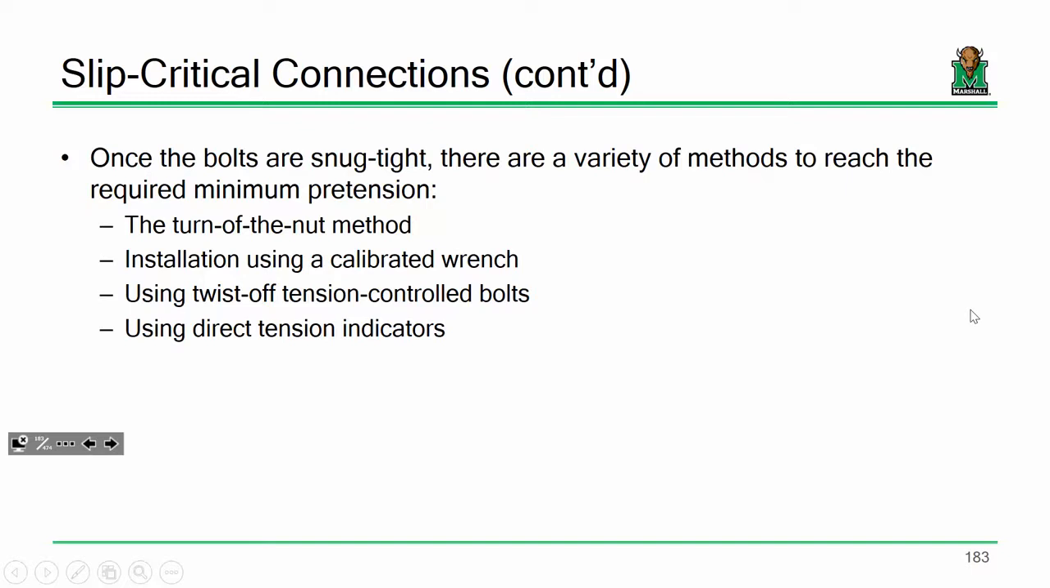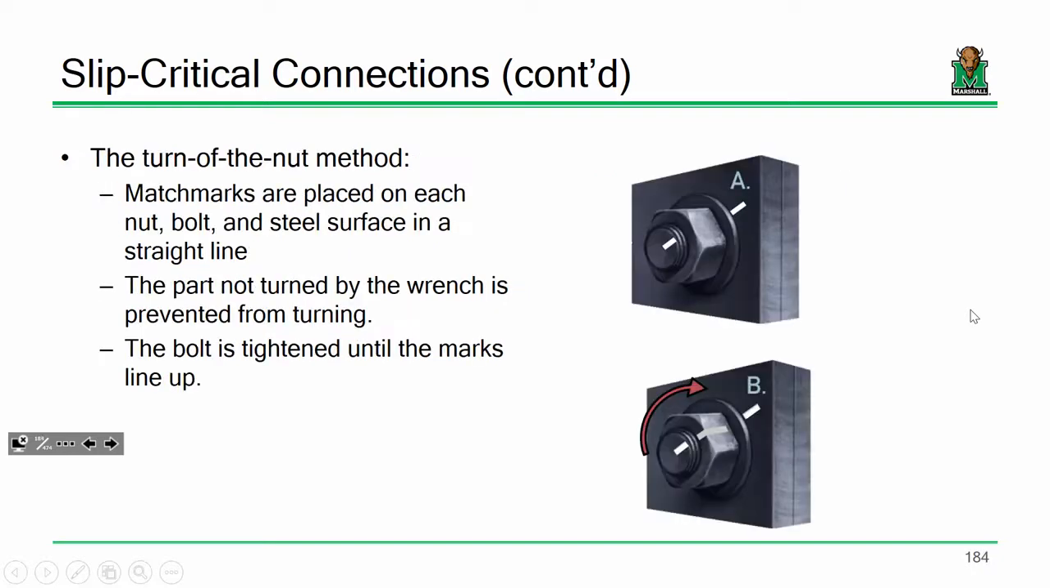Some of the others require more specialized equipment. You can do things like using a calibrated wrench, in other words, a special wrench that is calibrated to produce the required amount of torque. You can use a special type of bolt, twist-off tension control bolts. You can also use a direct tension indicator, which is basically a fancy washer that has these little nubs on it. When the nubs mash to a certain level, you know you've hit your required tension. Everybody with me so far?